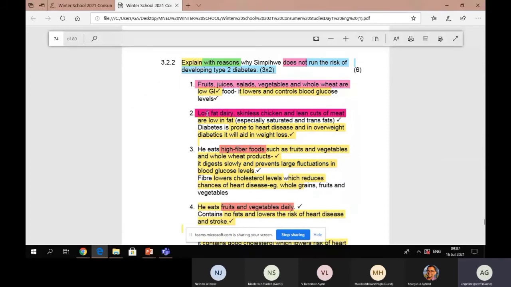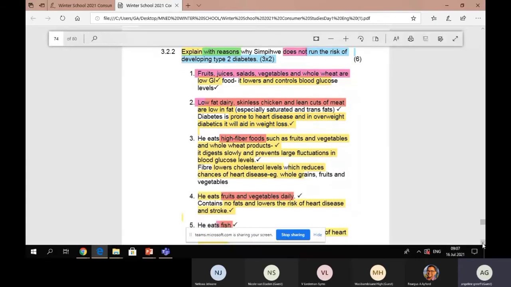Then we see he's got low fat dairy, skinless chicken, lean cuts. This is all going to indicate that he eats food low in fat. Okay, and so why is this good? Because we know diabetics are prone to heart disease and overweight. So this will aid in weight loss. Okay, so that's why he might be nice and skinny.